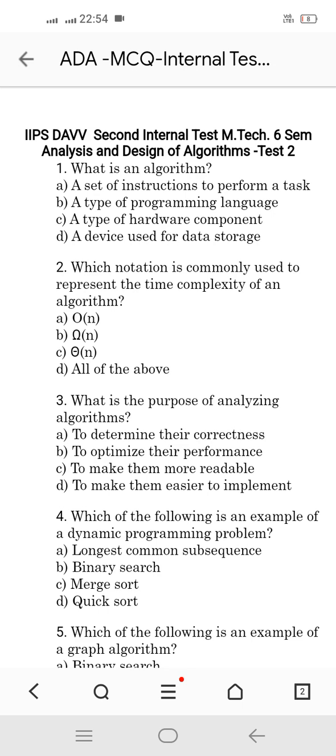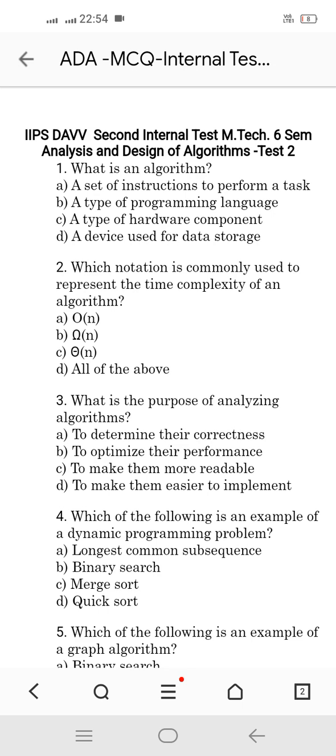First, what is an algorithm? Option A, a set of instructions to perform a task. Second, which notation is commonly used to represent the time complexity of an algorithm? Option D, all the above. Third, what is the purpose of analyzing the algorithm? Option B, to optimize their performance.